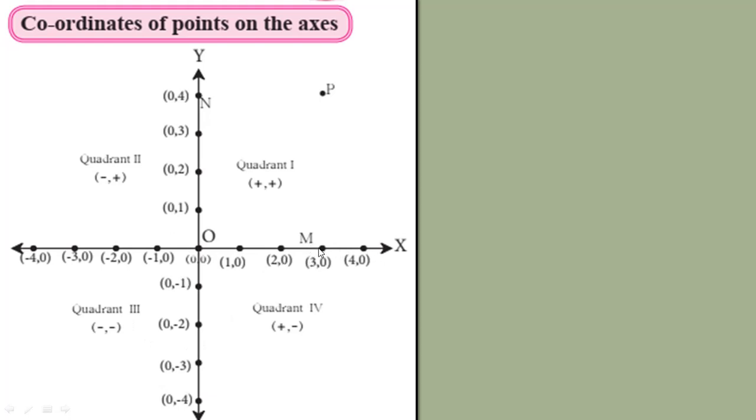So if a point is on the x-axis, then its y coordinate is 0. So the perpendicular line here, and here no perpendicular line, that's 3. And if a point is on the y-axis, then its x coordinate is 0. So what have we learned?